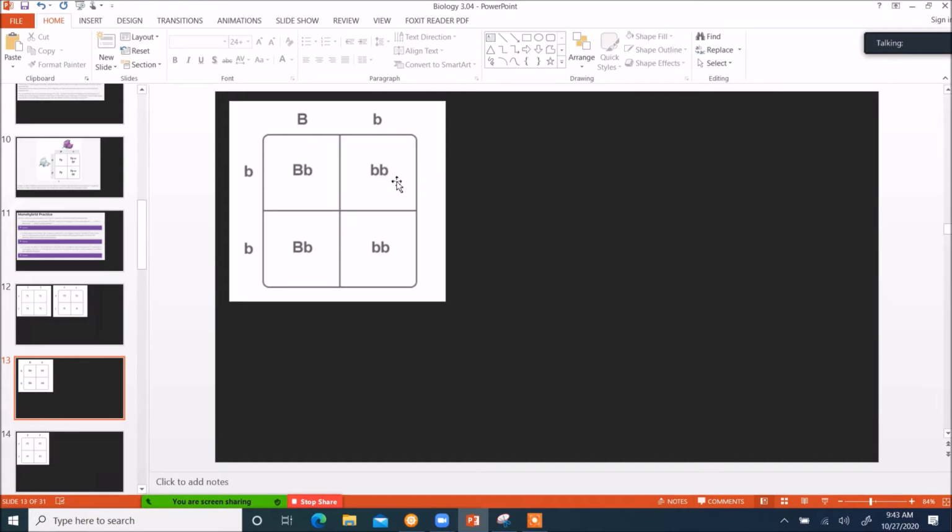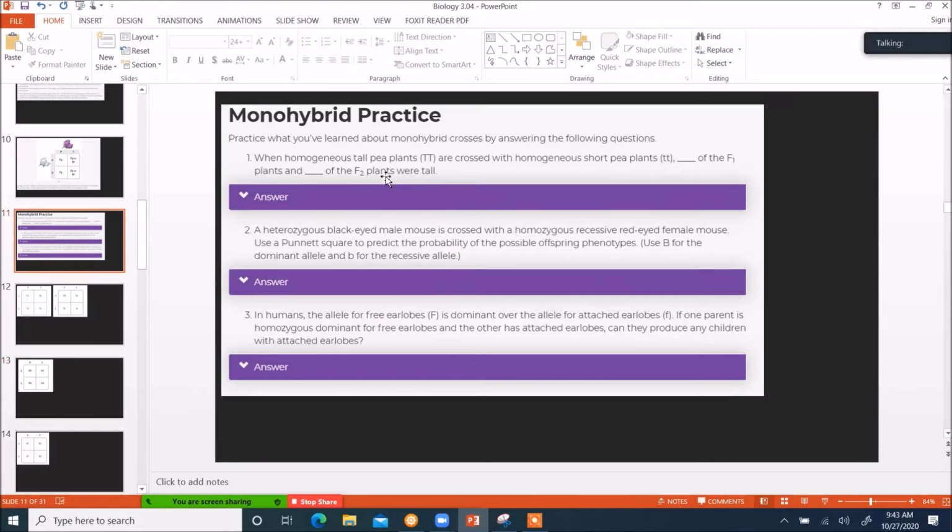So red-eyed, because these are both recessive. There's nothing dominant. The black dominant trait is not there. So now the red recessive trait can show up. All right, good. Let's do the third one. I'll give you guys 1 minute.